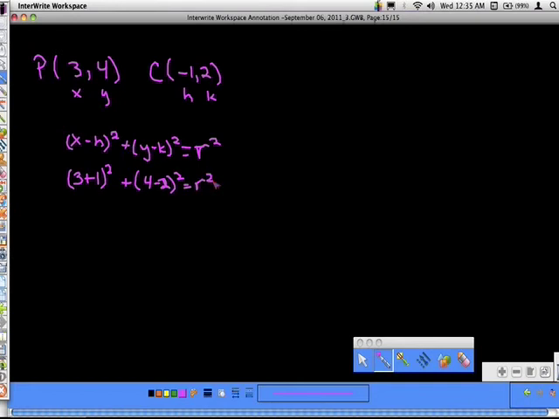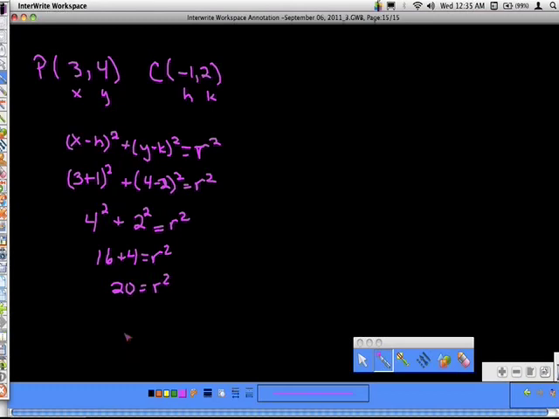So basically we filled everything in except r. So we're going to find our radius. So when we simplify this one, 3 plus 1 is 4, so we get 4 squared. 4 minus 2 is 2, 2 squared, and then finish it out. So 4 squared is 16, 2 squared is 4, so we get r squared equals 20. Now I really don't need to know what r is itself, our radius.